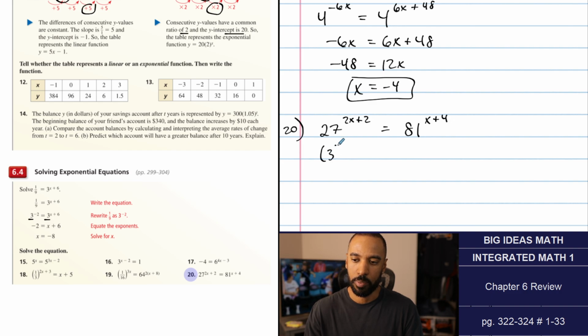81 is 3 to the 4th power. I think it's good to just practice them over time and familiarize yourself with the power table, etc. Try and avoid calculator use as much as possible.